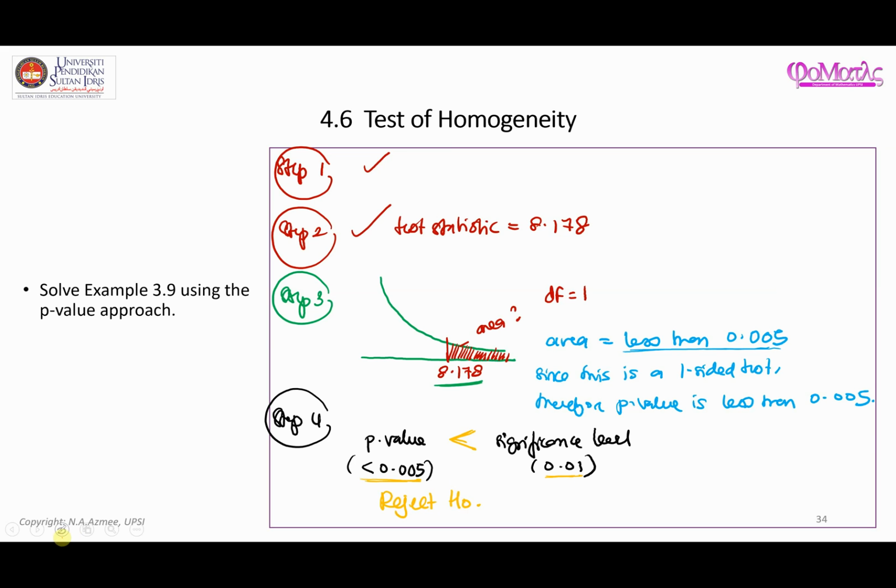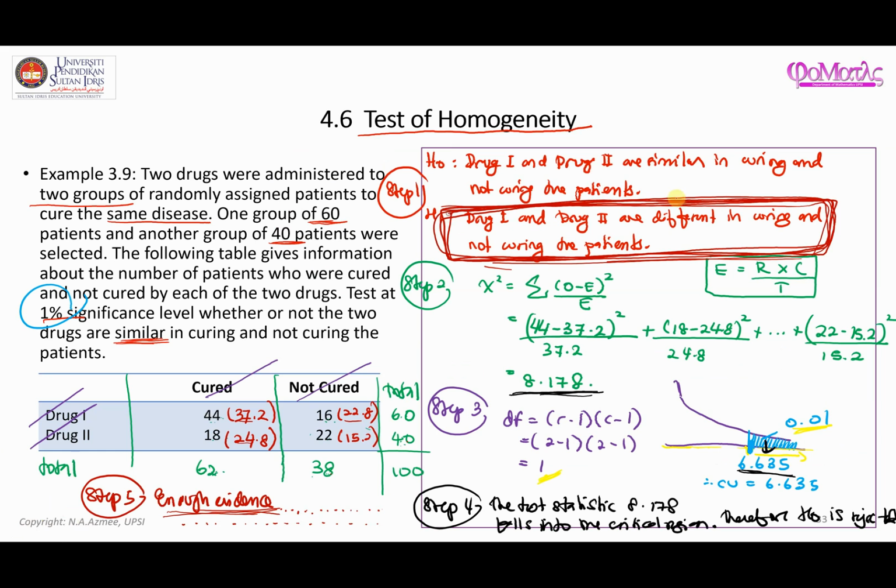Now the last step, which is the conclusion, will be the same as what you have seen in the previous slide, which is there is enough evidence to say that drug 1 and drug 2 are different in curing and not curing the patients. Alright, I think that's all for now.